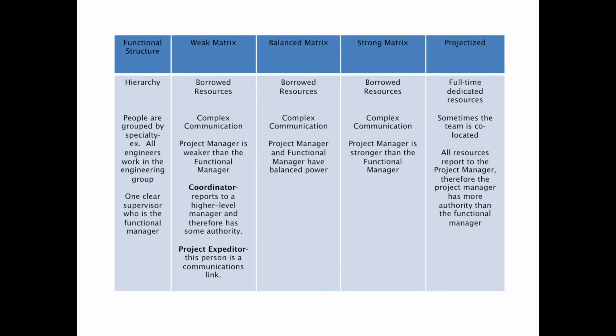If we move to the balanced matrix, still the project manager is borrowing resources from the functional manager. Communication, reporting, very complex. In a balanced matrix, the project manager and the functional manager often are thought to have balanced power. If we move on to the strong matrix, again we see borrowed resources and complex communication. With the strong matrix, the project manager is often stronger, meaning they have more power or more authority than the functional manager. As we said before, the strong matrix has many characteristics similar to a projectized structure.